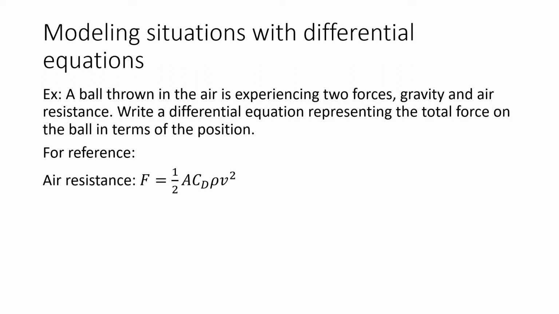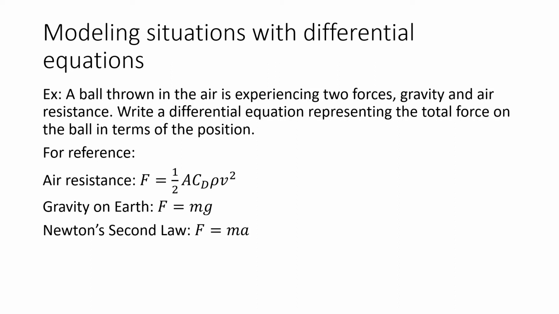All that 1/2 times A times C sub D times rho, that's all just there for the actual physics, but for our purposes, we could have just condensed that into a giant capital constant C and just said that force is equal to big C times velocity squared. The velocity is what we really care about, but for the sake of accuracy, we'll just keep that in. The gravity on Earth is mass times g, the gravitational constant, and Newton's second law is force is equal to mass times acceleration. There's a bit more to this law which we'll actually use in the problem.